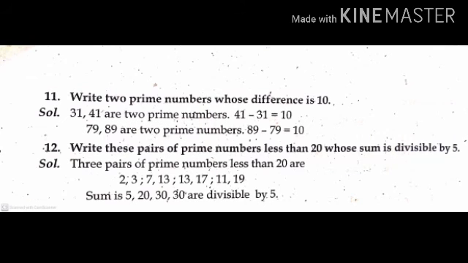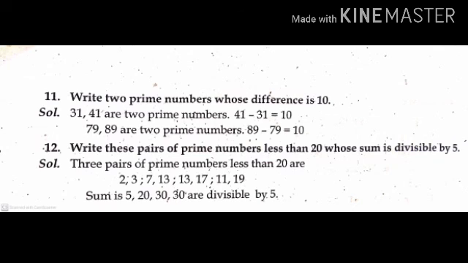11th question. Write two prime numbers whose difference is 10. Solution. 31 and 41 are two prime numbers, since the difference of 31 and 41 is 10, that is 41 minus 31 is equal to 10. One more pair is 79 and 89. Since the difference of 79 and 89 is 10, that is 89 minus 79 is equal to 10.